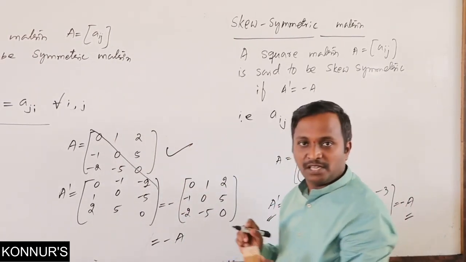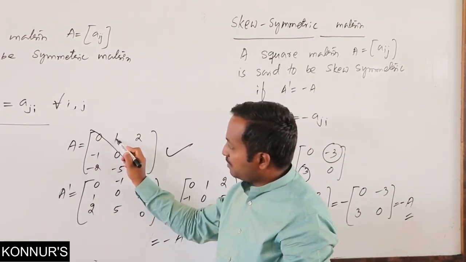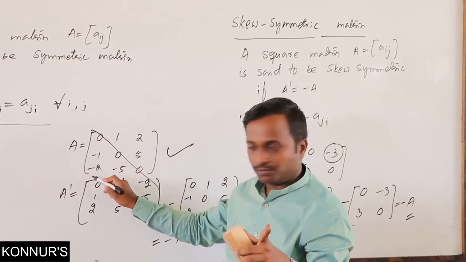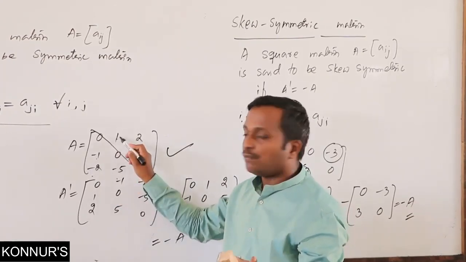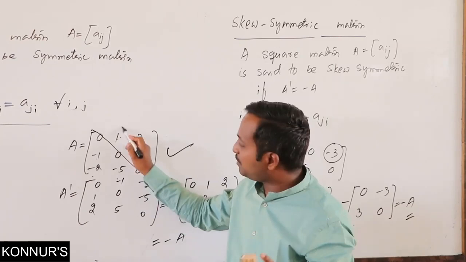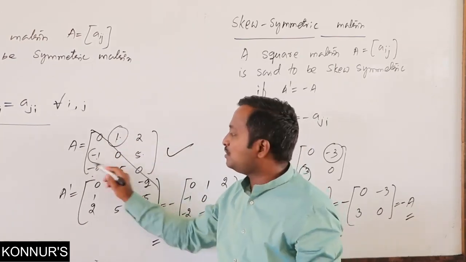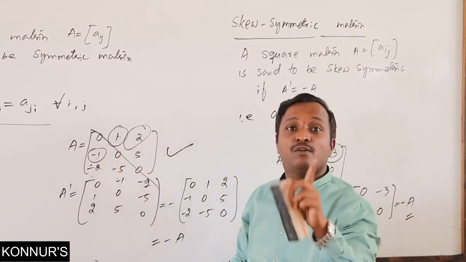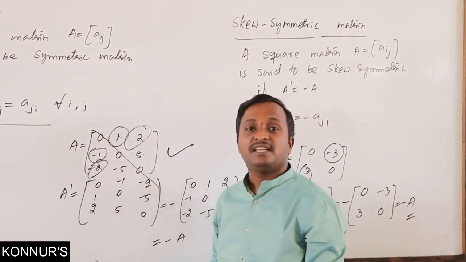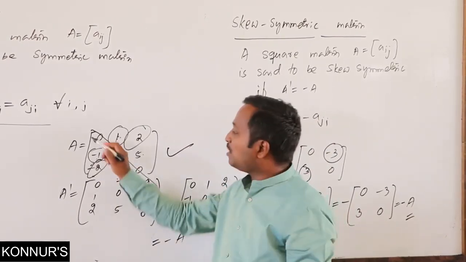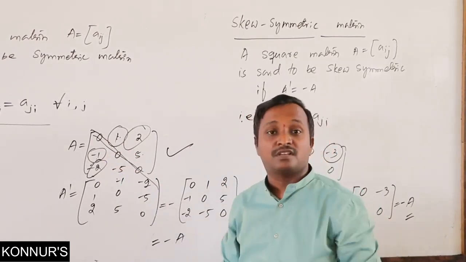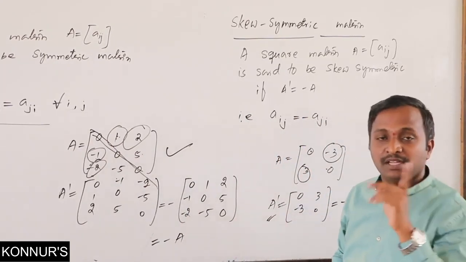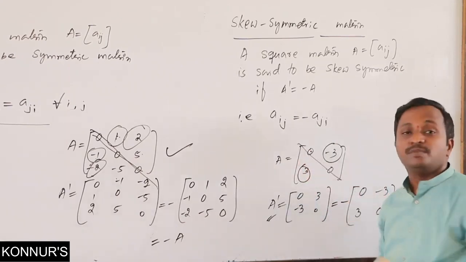1, reflect minus 1, right, opposite sign. 2, minus 2. 5, minus 5. A11, A12, observe the point. This is the position of A12, this is the position of A21. What is the difference? Minus. This is the position of A13, this is the position of A31. Opposite sign. And what about the diagonal elements? Diagonal elements are compulsorily 0. Be careful. In a symmetric matrix, not a problem. In a skew symmetric matrix, diagonal elements must be 0.